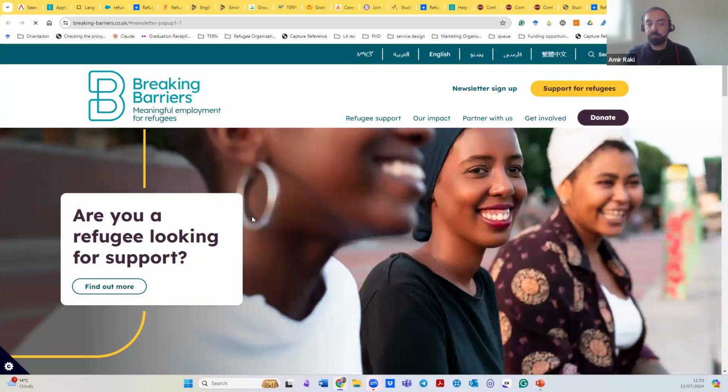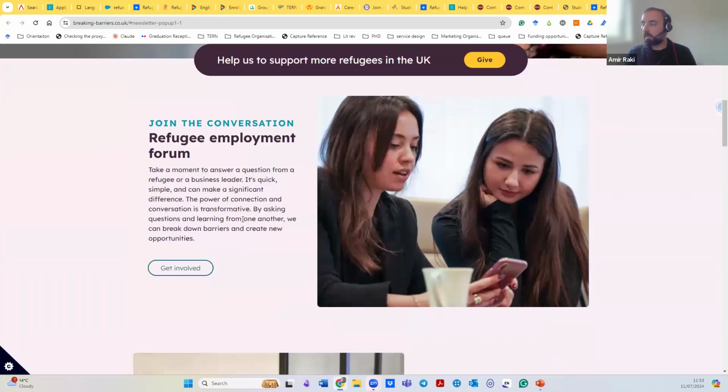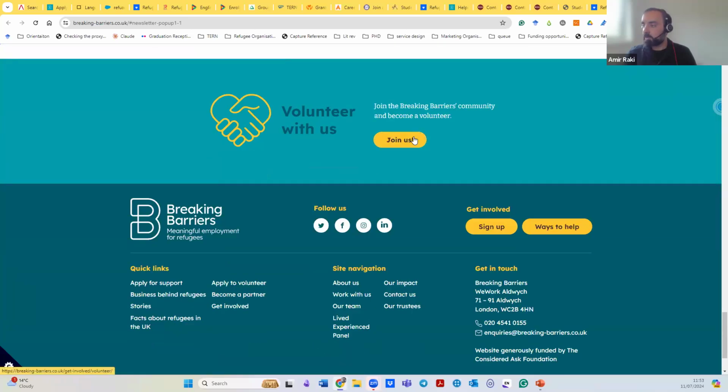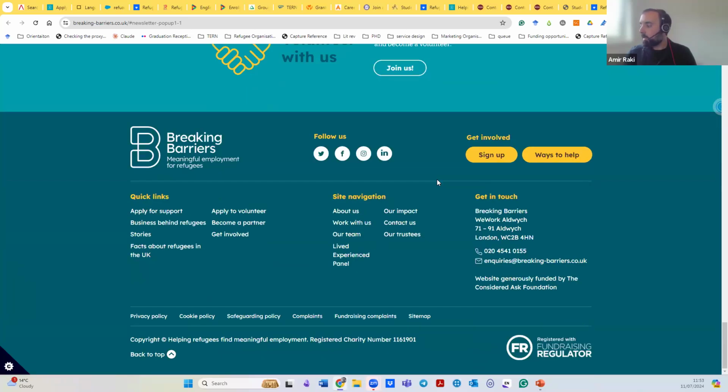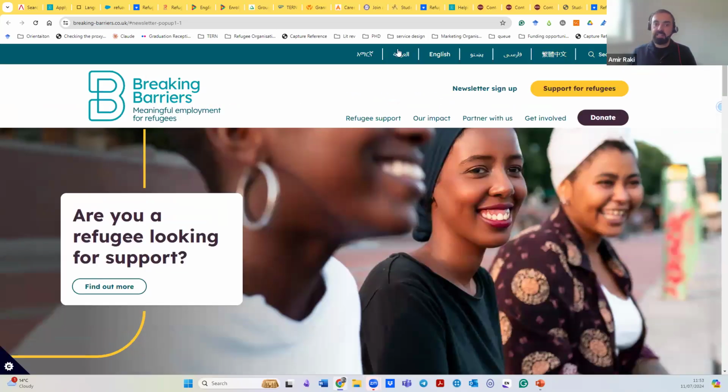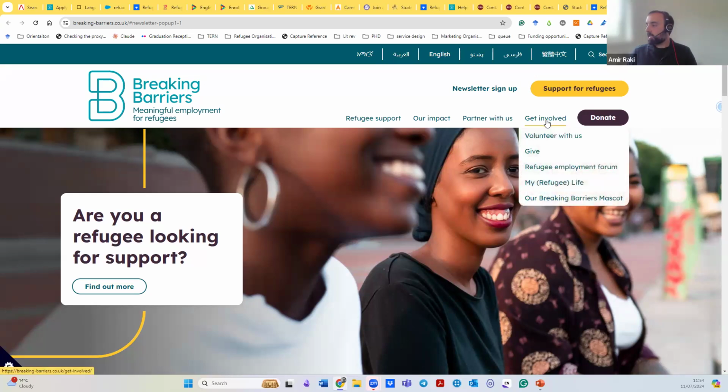The next one is about Breaking Barriers. Again, you go through their form and you fill in the mailing list. There should be a link, which I'll send you in the slides, to their newsletter as well. As you can see, they have information in different languages. So even if reading English is difficult for you, you can use their different languages.